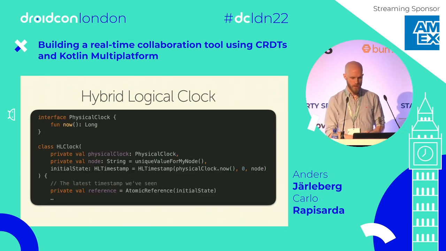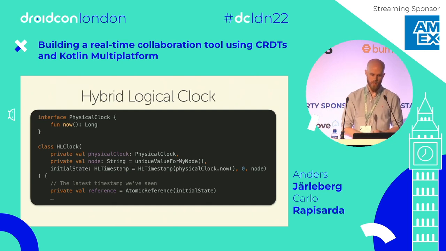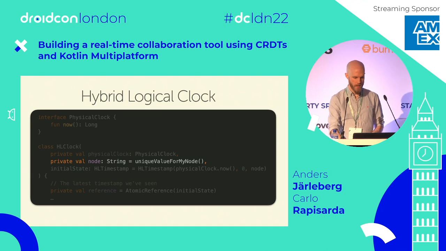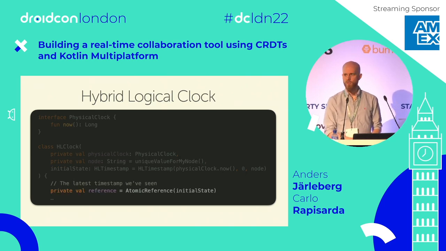Next, we're going to implement a hybrid logical clock. We're going to abstract away the physical clock, both for Kotlin multiplatform purposes, but also so we can supply a fake clock in our tests, for example. You'll also see that we're passing the node value that this clock should use, which is the tiebreaker, as mentioned before. This is just some unique value for this node. It could be random, it could be server generated, it could be based on hardware keys, whatever. And we're also going to have this reference that keeps track of the latest time we've seen from any node.